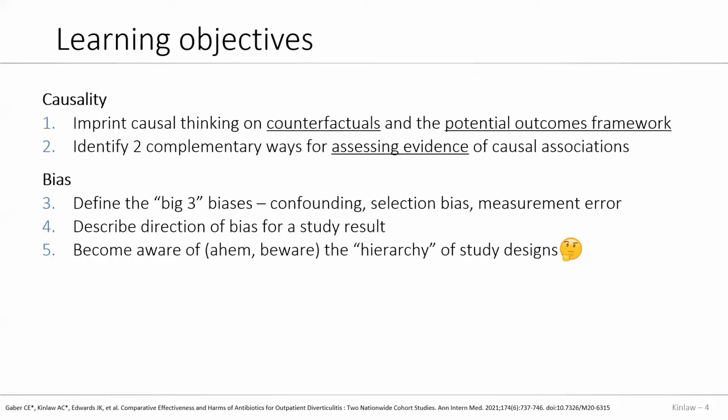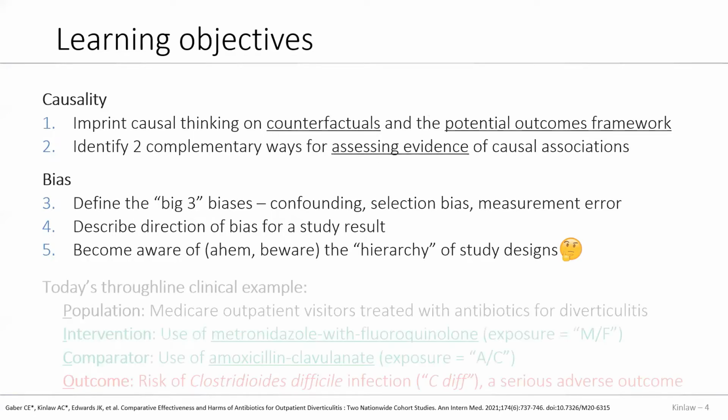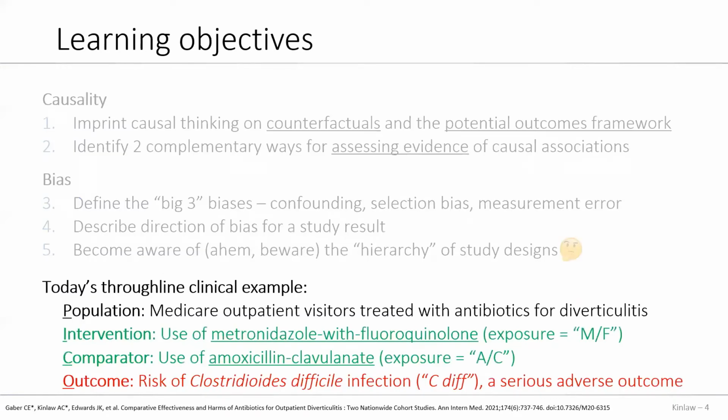So here's our PICO. We're interested in a population of patients who are Medicare beneficiaries seeking treatment for diverticulitis in the outpatient setting. The intervention and comparator are treatment with metronidazole and fluoroquinolone, which I'll call ciproflagyl for short, or amoxicillin with clavulanic acid, which I'll call amoxclav. The outcome is C. diff infection, which is a serious adverse outcome associated with certain types of antibiotic therapy.